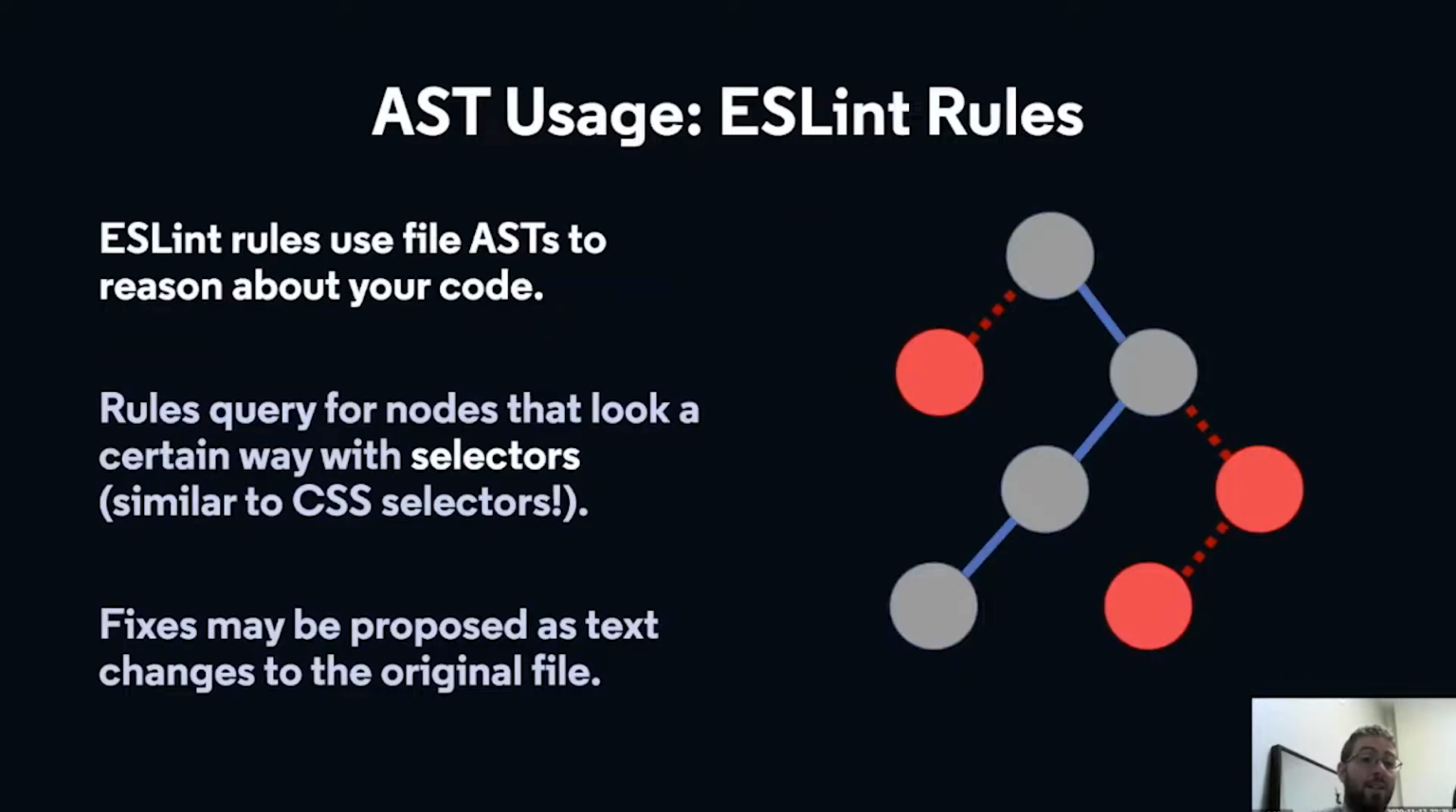Anyway, back to ESLint. ESLint rules use these file ASTs to reason about your code. Instead of trying to parse through your text manually, this is a structure that's a lot easier to understand. Rules will query for nodes that look a certain way with selectors, kind of like CSS selectors. They're similar syntax. And then for each of those nodes, there might be a complaint registered for that node. And for each complaint, there might be a fix registered.